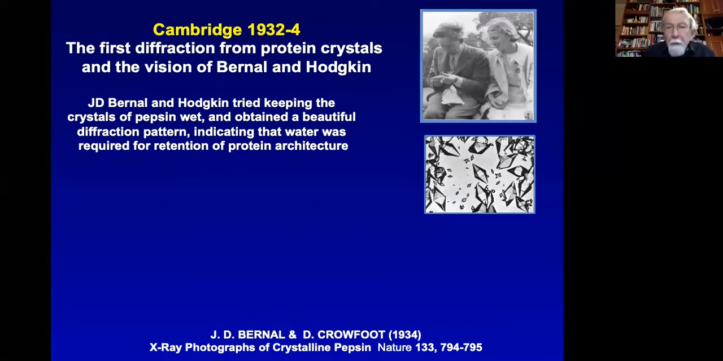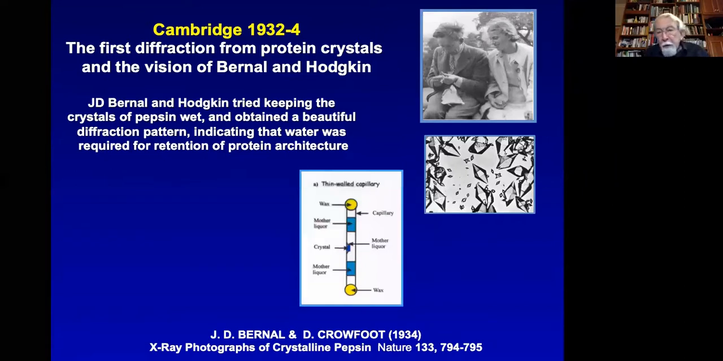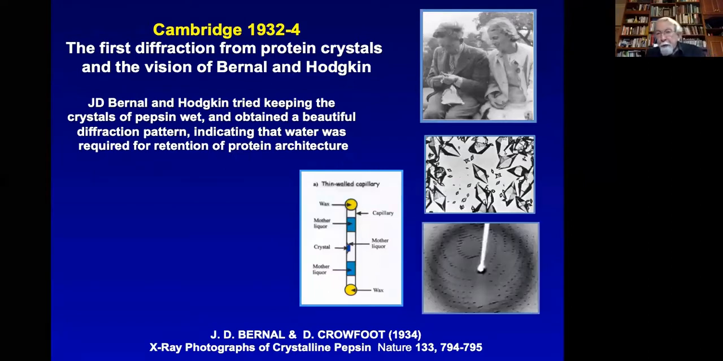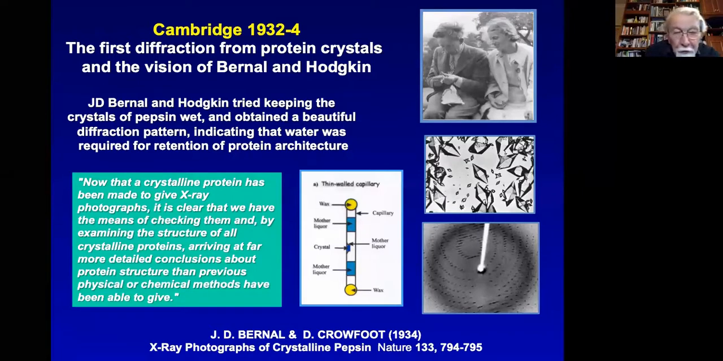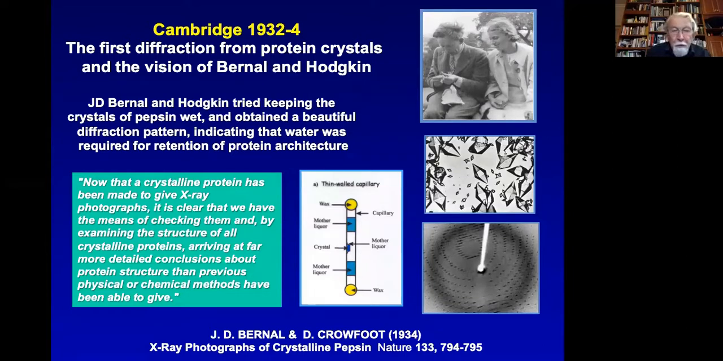And so what happened is that Bernal and Dorothy Hodgkin kept the crystals of pepsin wet, and they did that by putting them in a capillary and sealing it off, but with a little reservoir of solvent. And they got a diffraction pattern, as you can see on the bottom, and the first diffraction pattern of a protein. And then they wrote this wonderful letter to Nature, to the editor of Nature, saying, now that a crystalline protein has been made to give X-ray photographs, it's clear that we have a means of checking them, and by examining the structure of all crystalline proteins, arriving at more detailed conclusions about protein structure than previous physical or chemical methods have been able to give.